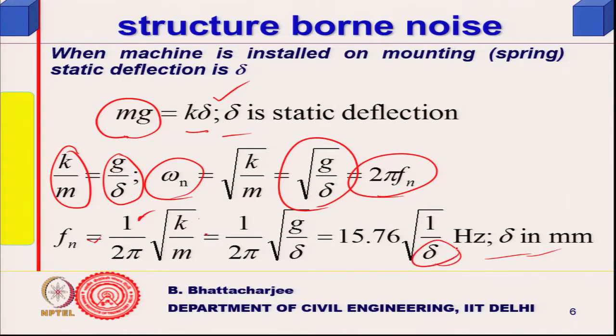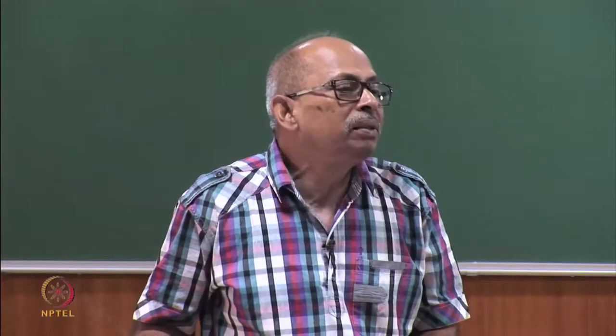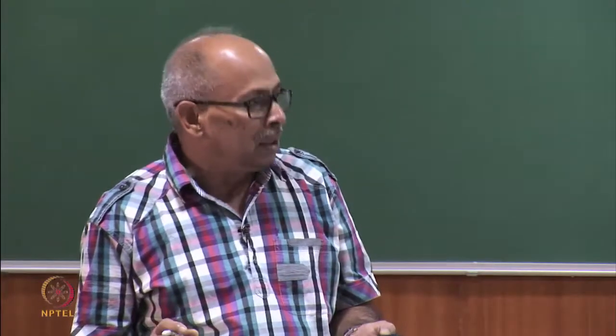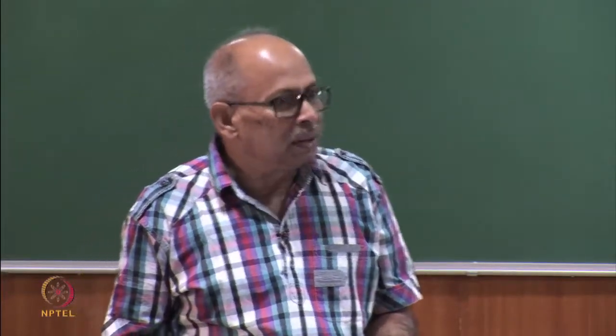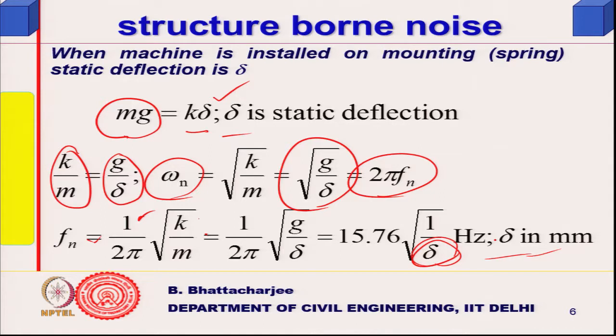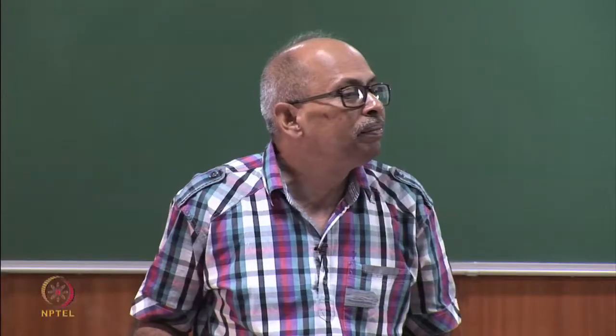So, delta is the static deflection. Given the machine weight, how much is the static deflection of the isolator, which could be a cork board, a neoprene rubber, or some kind of system, depending upon whatever it is. So, find out under the static load how much delta it would be. You have to know its k value in a way, and this will be the natural frequency. Now, the forcing frequency of the machine you know.